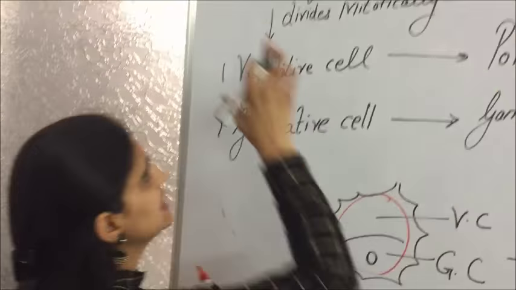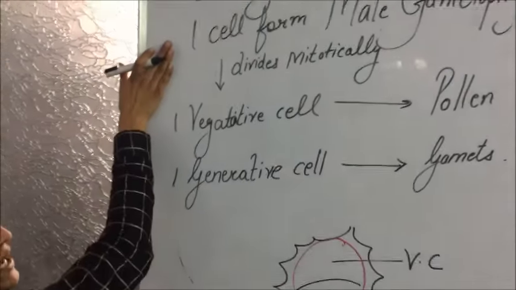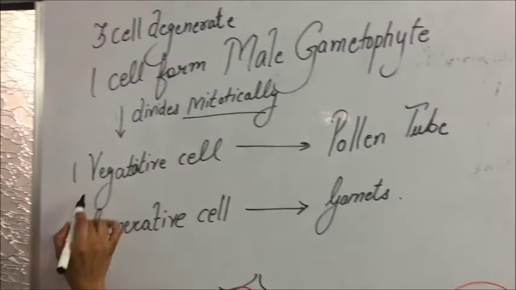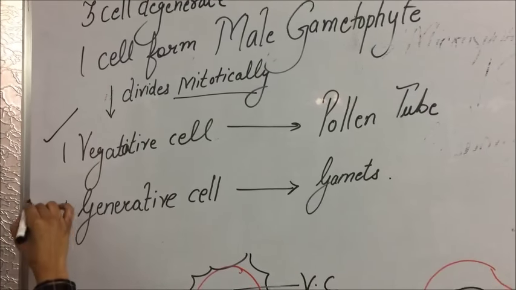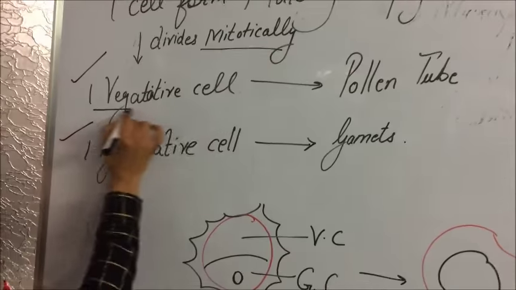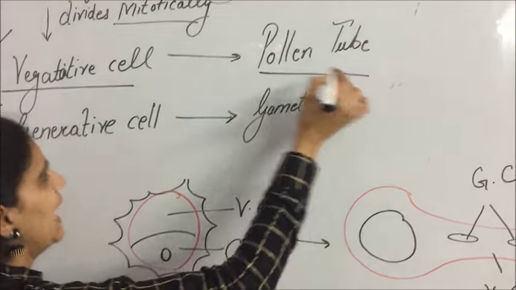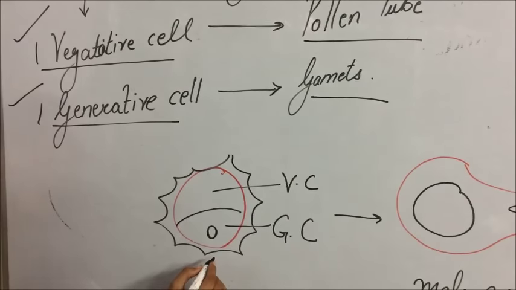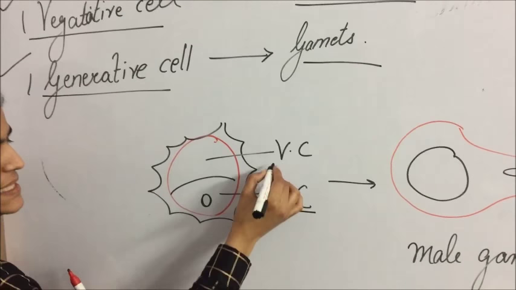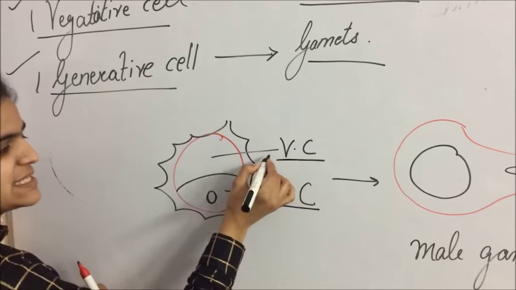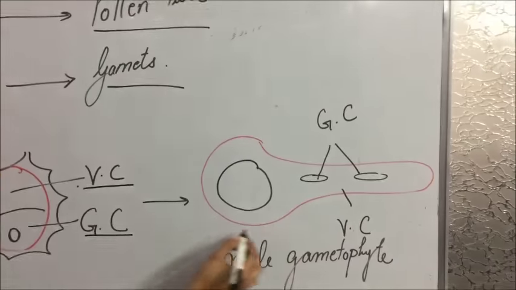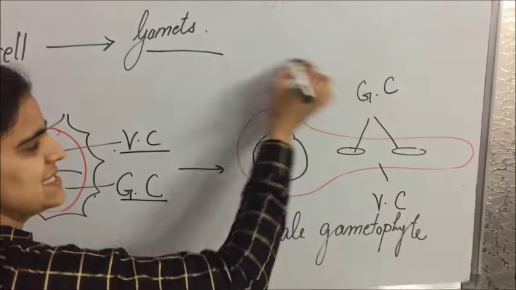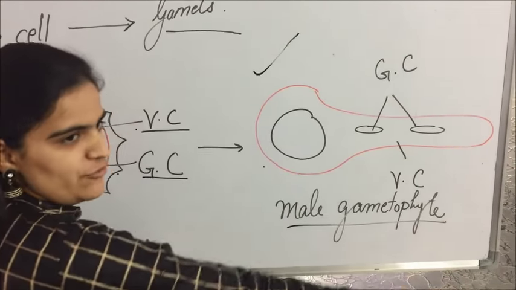I will again repeat. 3 cells degenerate, 1 cell forms the male gametophyte. It will divide mitotically to form 1 vegetative cell and 1 generative cell. The vegetative cell forms the pollen tube and the generative cell forms gametes. Here is the structure of the male gametophyte. This is a generative cell, this is a vegetative cell. The vegetative cell forms the pollen tube as I showed with the red marker, and the generative cell forms the gametes, and this is the structure of the male gametophyte.